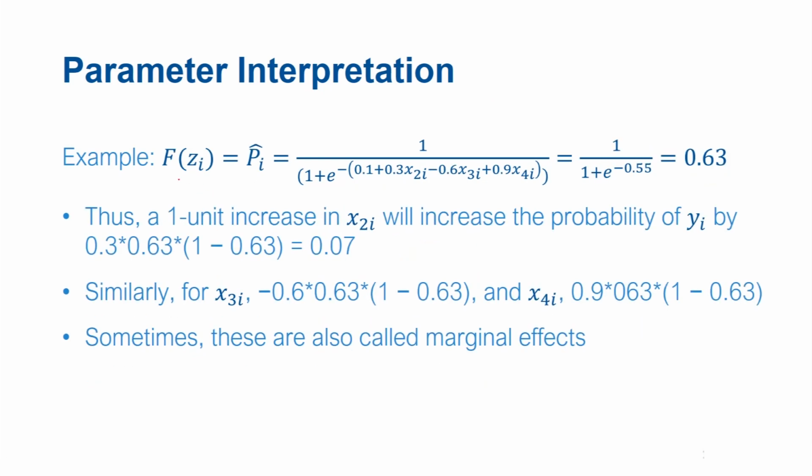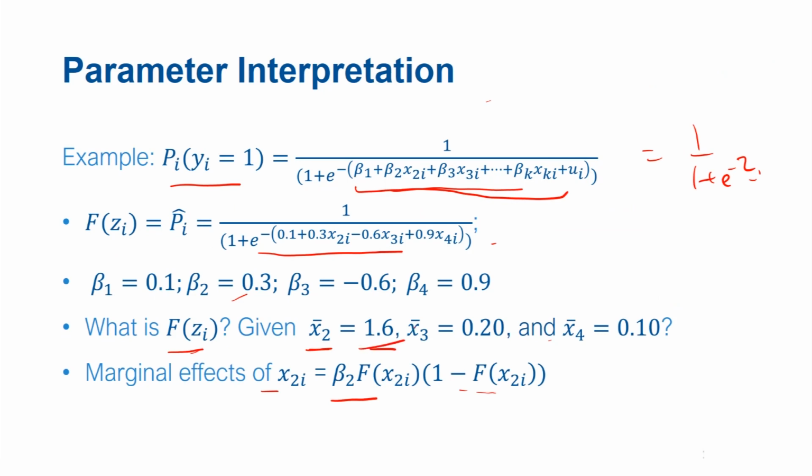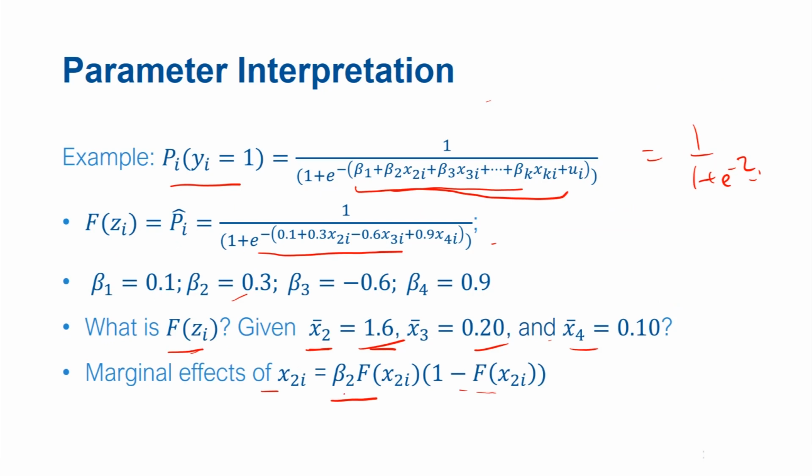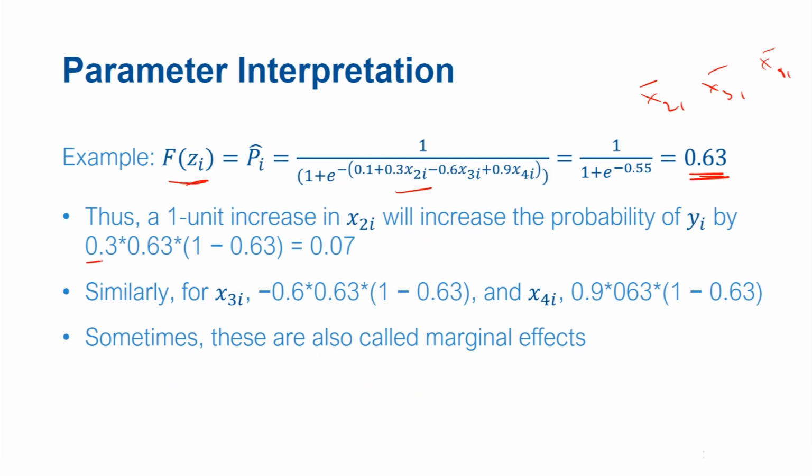So first we'll compute the value of f of zi at the mean values, that is x2i bar, x3i bar, and x4i bar. We'll fill in the mean values as we saw in the previous slide. These mean values are available to us. Using these mean values, we'll compute the value of f of zi, which works out to 0.63. Now that we have this, we can simply compute the expression beta 2 times f of x2i into 1 minus f of x2i, which works out to beta 2, which is 0.3, into f of zi, which is 0.63, into 1 minus 0.63.